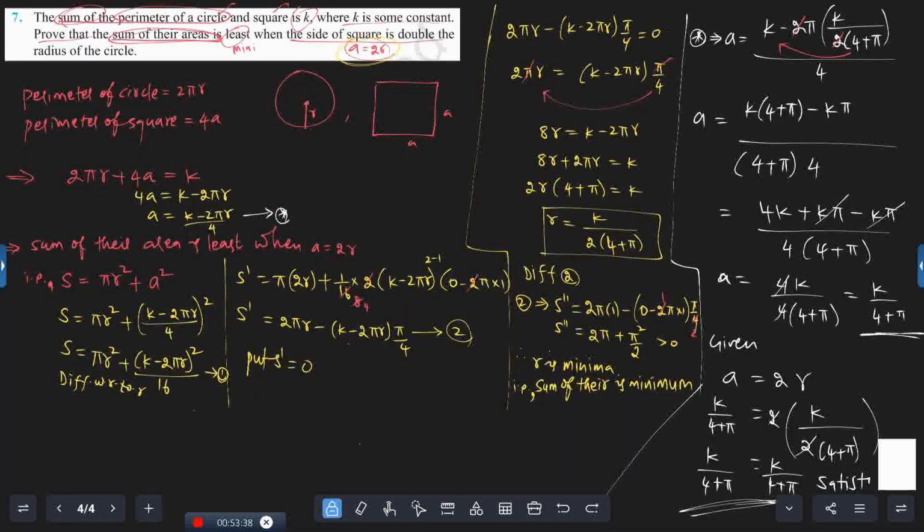Satisfied, A equal to 2R. You write: A equal to 2R is satisfied. Have you understood? That is also we have to say. Don't forget anything which they asked in the question. All the points are important.